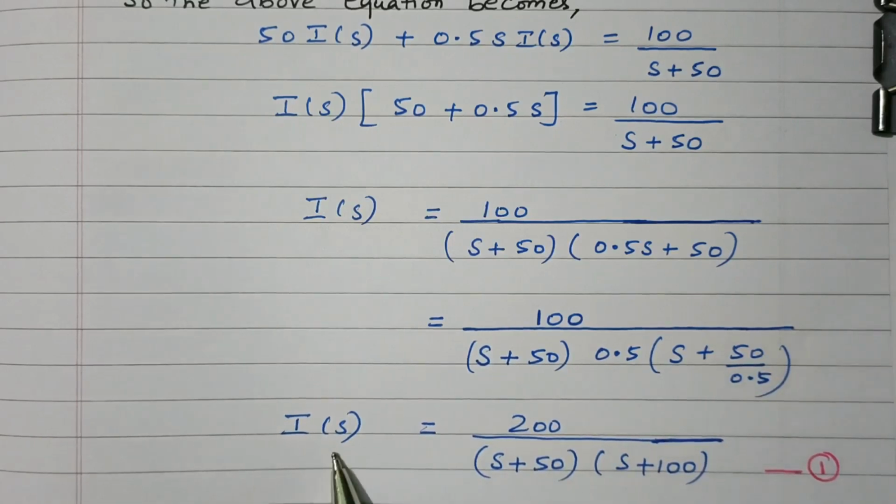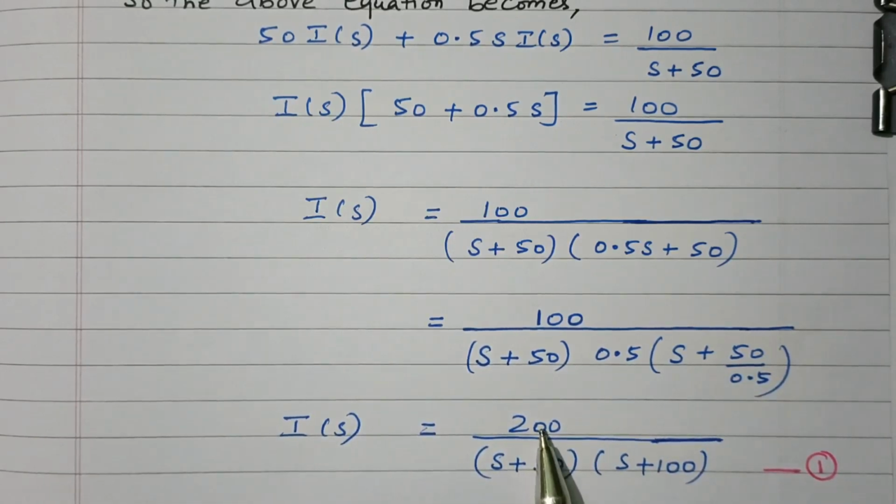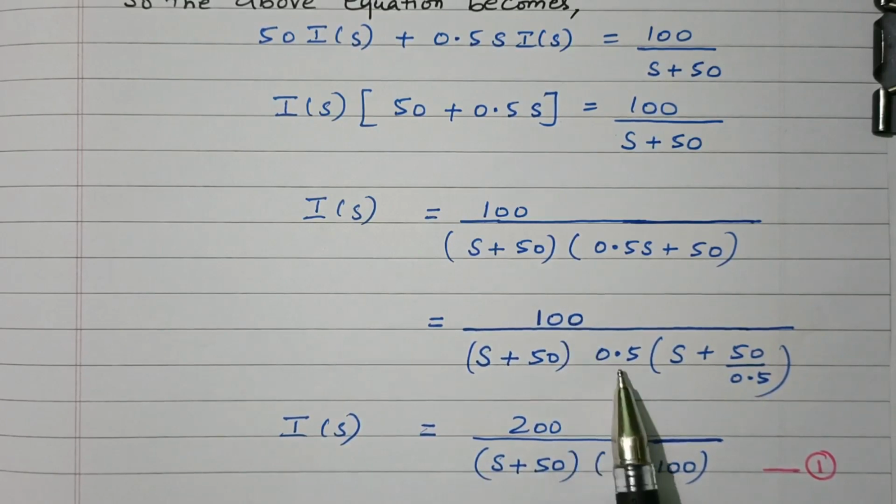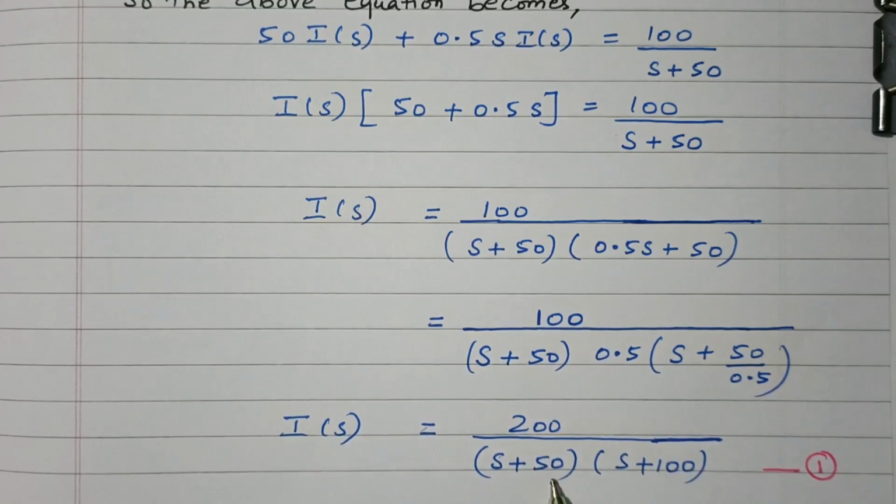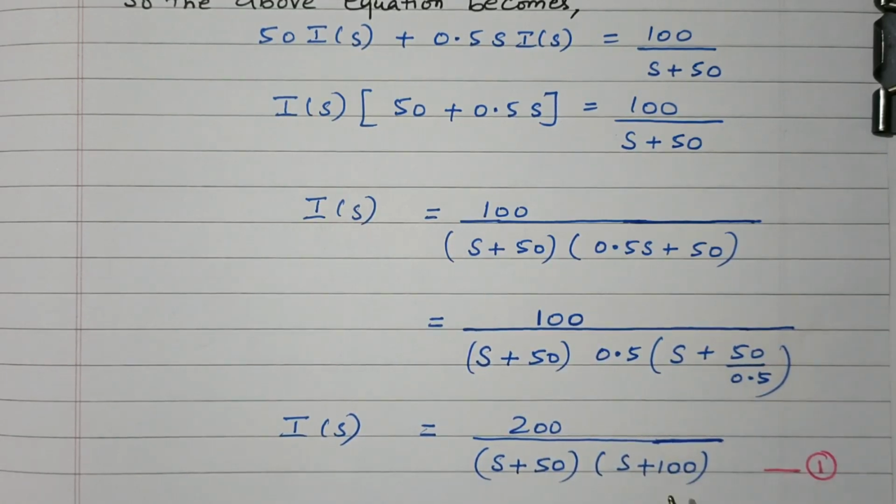So finally, what we got? I of S equal to 200. This 100 divided by 0.5 becomes 200, over S plus 50 into S plus 100. 50 divided by 0.5 becomes 100. So we will call this equation 1. Now by using partial fractions, we'll split the terms, and then only we can take the inverse Laplace. Now we'll see how to use the partial fraction technique. I will take this equation number 1.